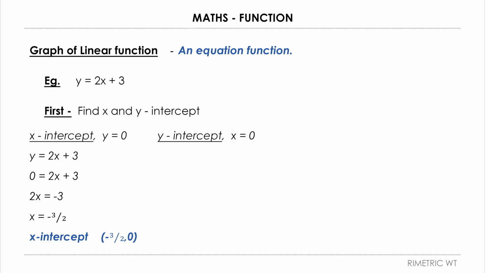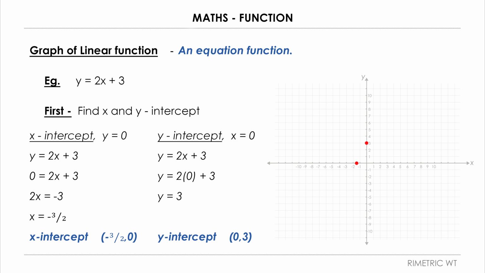When we solve for the y-intercept, we make x equals 0 and solve for y. When we do that, we find y equals 3. Hence, we find 0, 3 to be our y-intercept, meaning the graph crosses the y-axis at the point 0, 3. Then we plot each point on our Cartesian coordinate and draw a straight line between the 2 points while extending it in both directions as shown. Just like that, we plot the graph of the function y equals 2x plus 3.